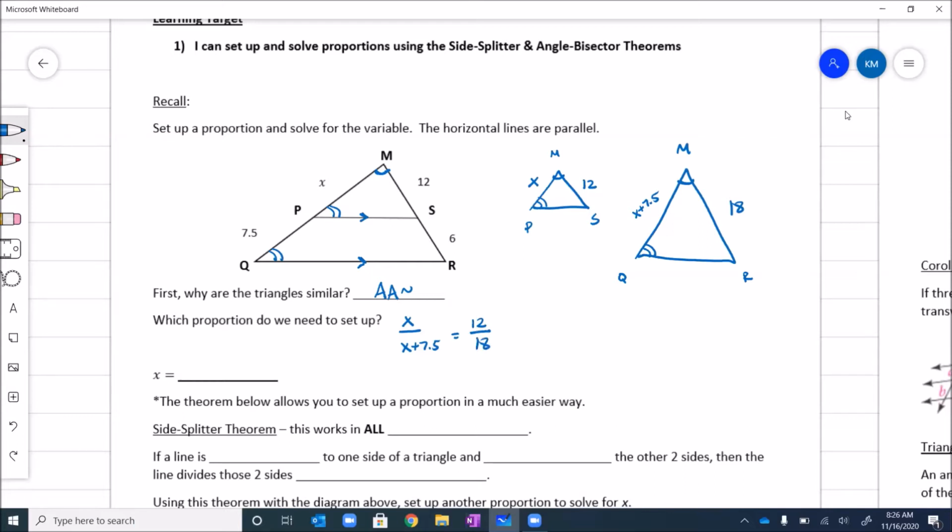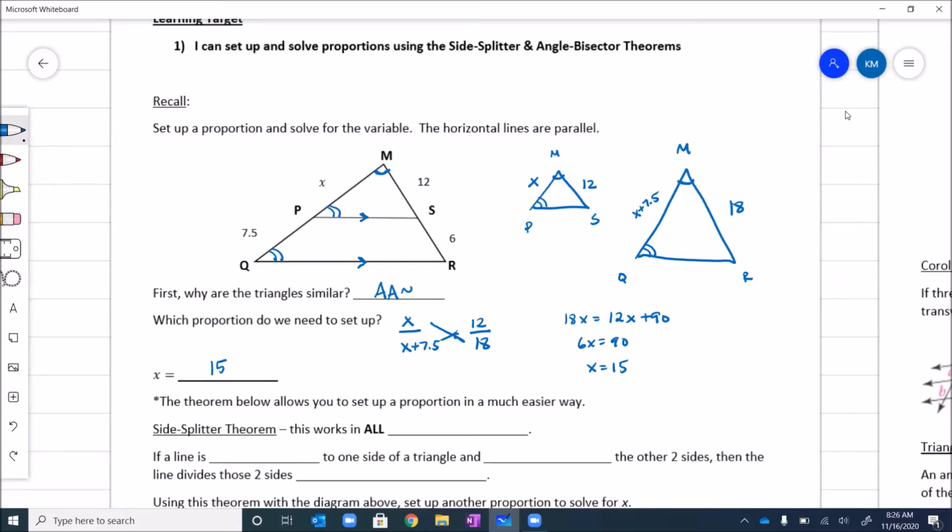Which gives me a proportion that I'm pretty confident works out just because we went through all the necessary steps to make sure that it did. Cross multiplying, 12x plus 84 equals 18x... 84, 90. Subtract 12x from both sides. We get 6x equals 90. Divide by 6, we get x equals 15. So by proving that our triangles are similar, finding our side lengths and setting up a proportion, we're able to find out that x was 15.